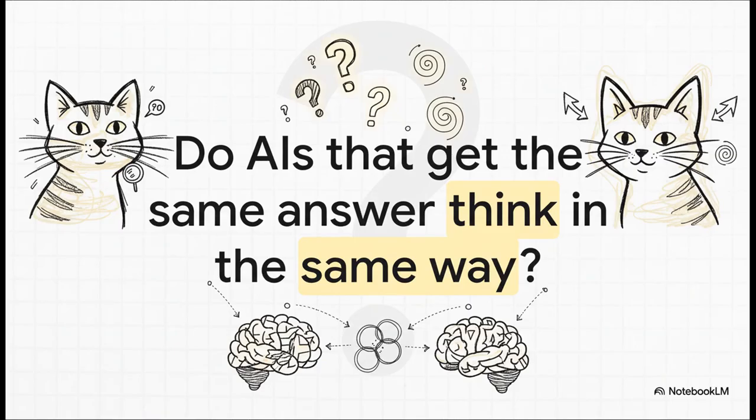And this is the big one, isn't it? Think about it. You could have two different AI models, and both of them can look at a photo and correctly say, that's a cat. But does that mean they saw the cat in the same way? Did one model focus on the pointy ears and whiskers, while the other recognized the overall shape? Are their internal processes basically the same, or are they completely different? How would we even know?